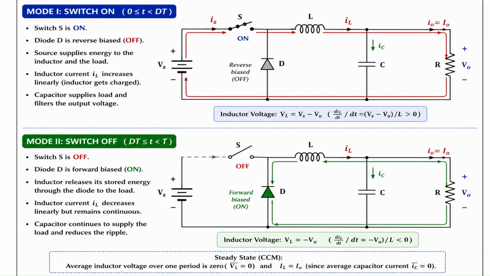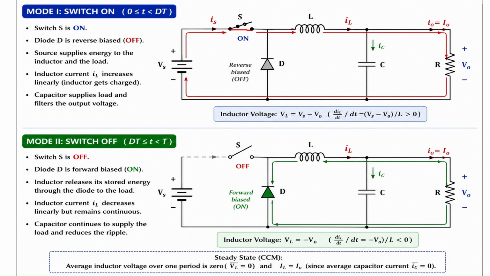Now we will see the various modes of operation of this buck converter. So let us understand the switch on operation, when the switch is in on condition. Switch is in on condition means this will act as a closed circuit. So from the time 0 to DT, the switch will be in on condition.